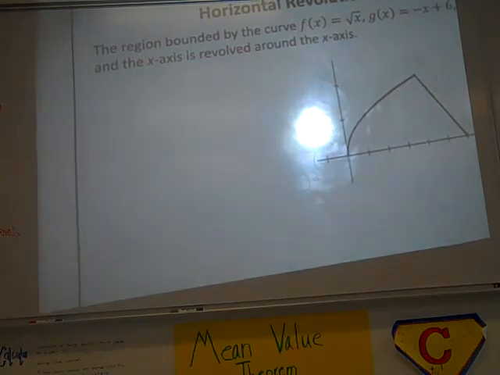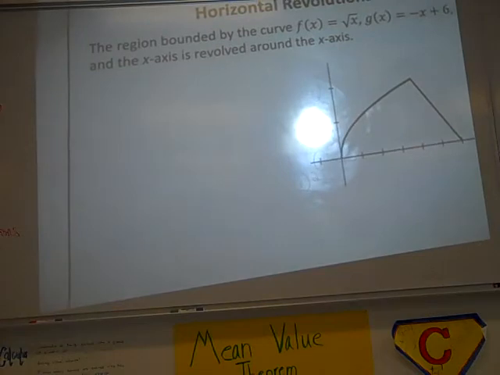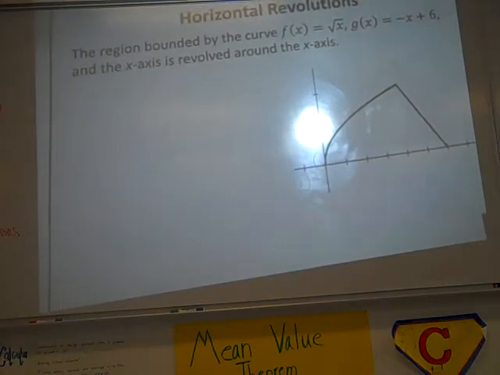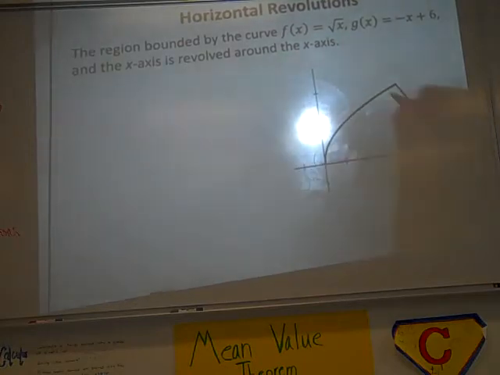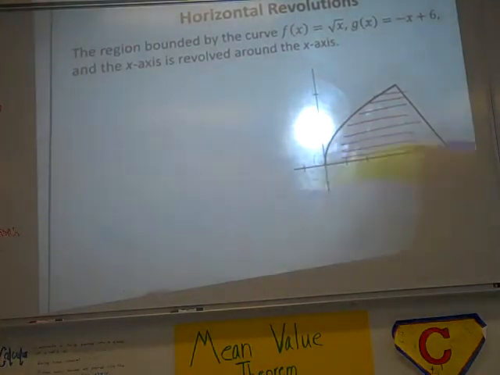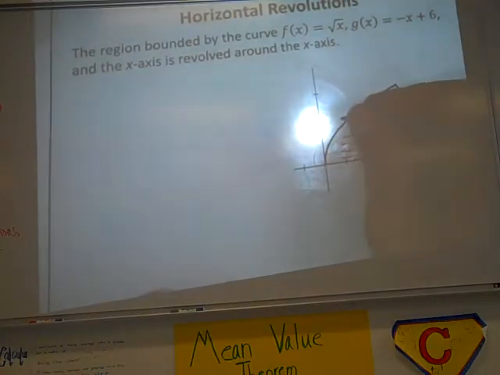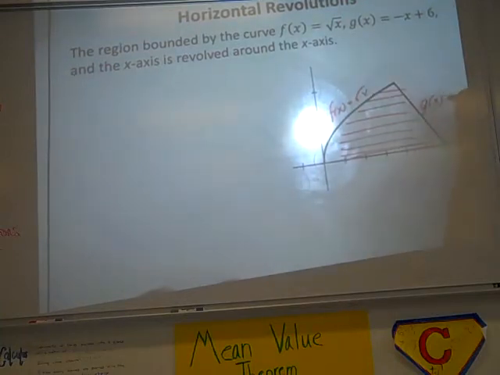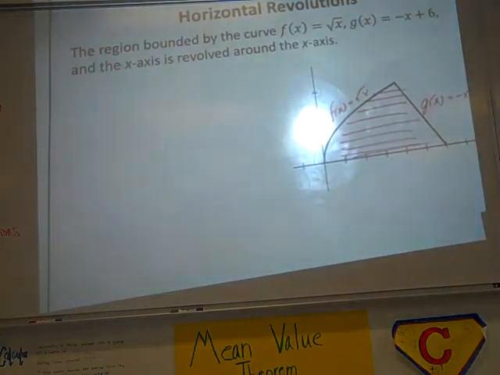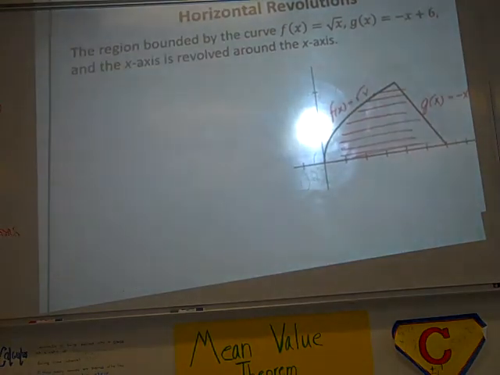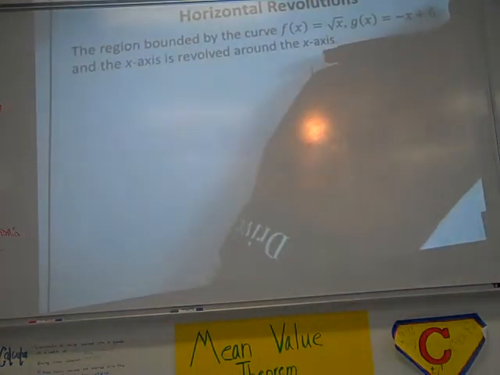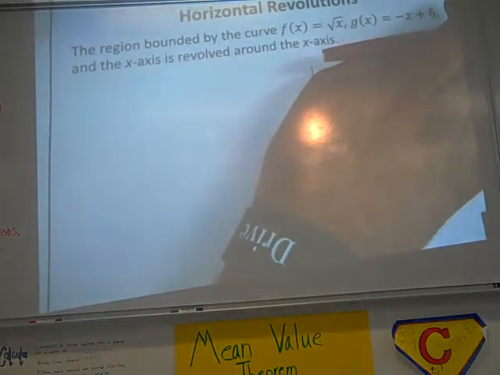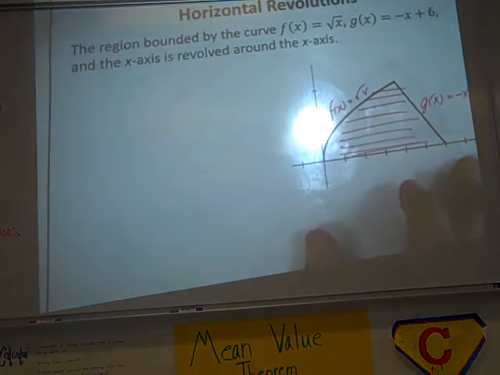All right, so we've got the region bounded by the curve f of x equals the square root of x, g of x equals negative x plus 6, and the x-axis, revolved around the x-axis. So the region this time is over here. Square root of x, I know what that looks like. G of x, great. Depending on where you are in the course, I might not give you this diagram. I might expect, since these are well-known functions, you can generate it. But for now, let's do this.